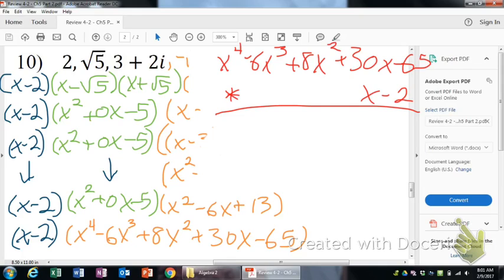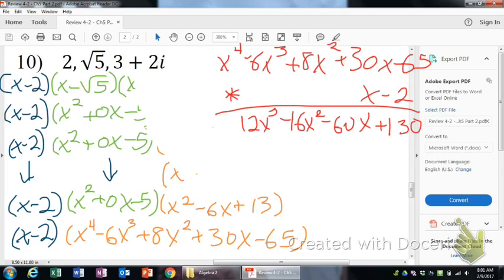Negative 2 times negative 65 is positive 130. Negative 2 times 30x is negative 60x. Negative 2 times 8x squared is negative 16x squared. Negative 2 times negative 6x cubed is 12x cubed. I'm going to erase some more of this so I have some more room. And then negative 2 times x to the fourth is negative 2x to the fourth.